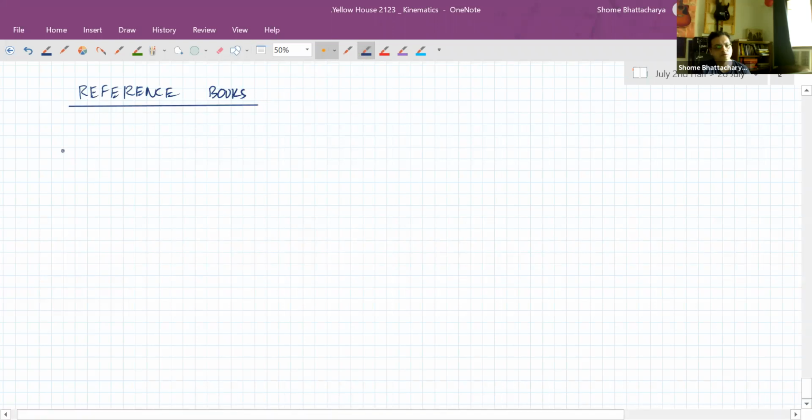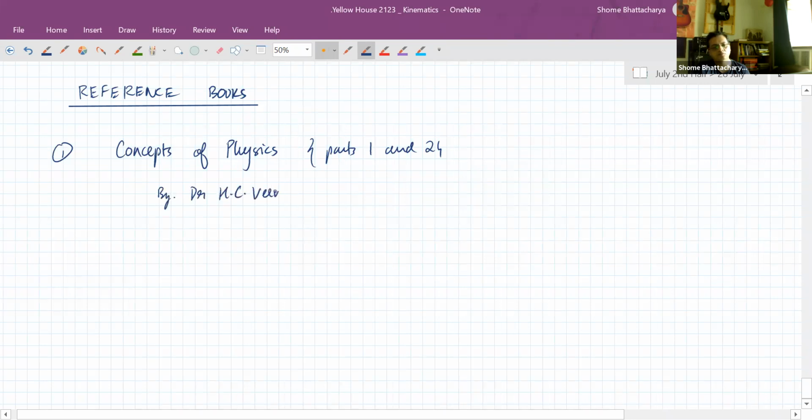So for the first level is Concepts of Physics. It comes in two parts. So for your combined 11-12 syllabus, both the parts will be required, by Dr. H.C. Verma. This is Bharati Bhavan Publications.